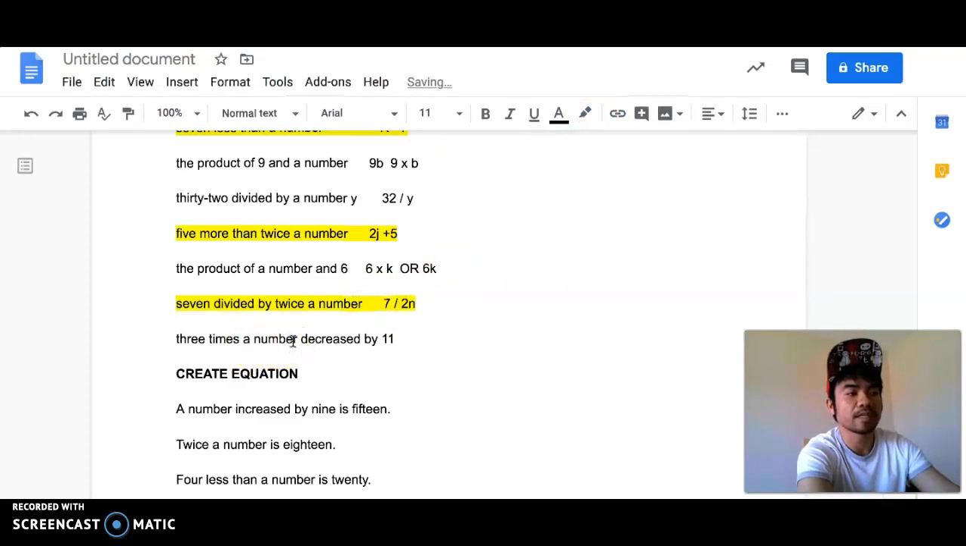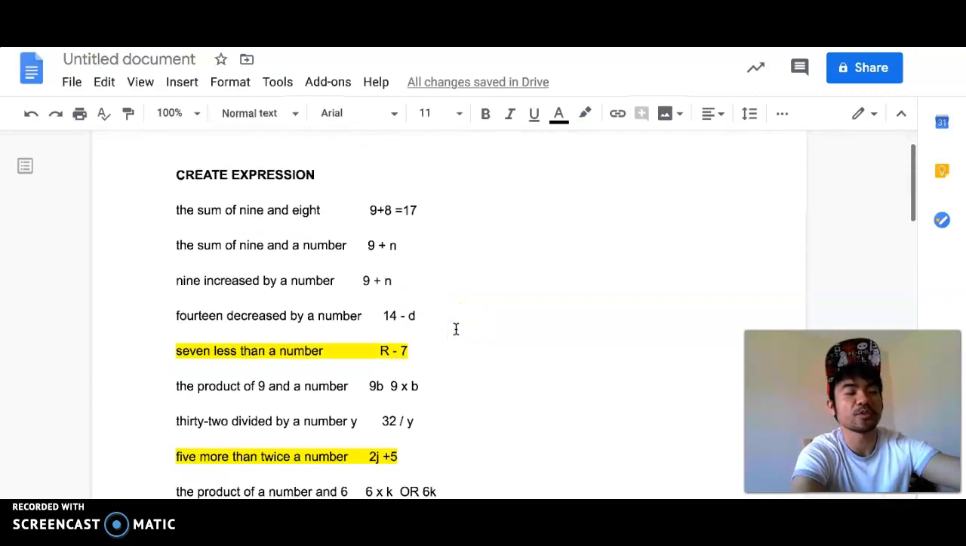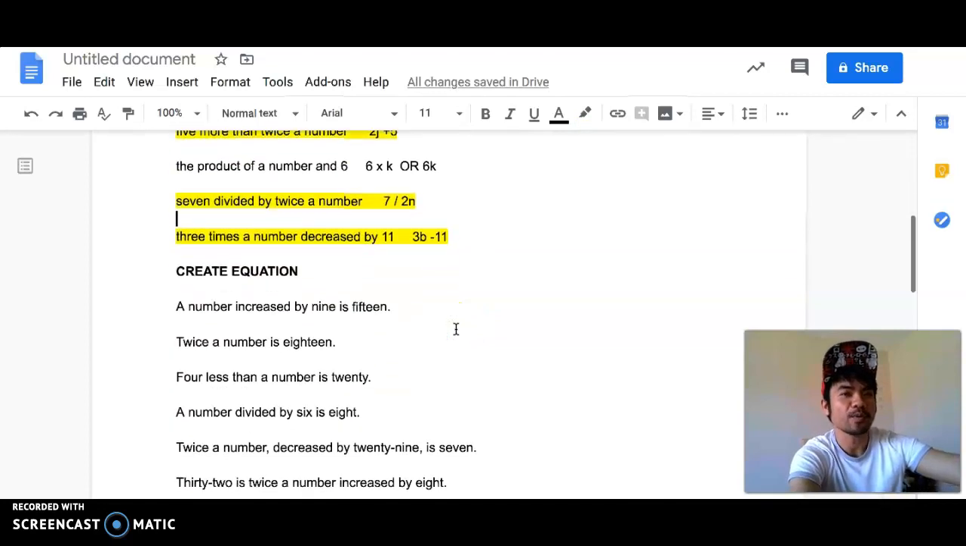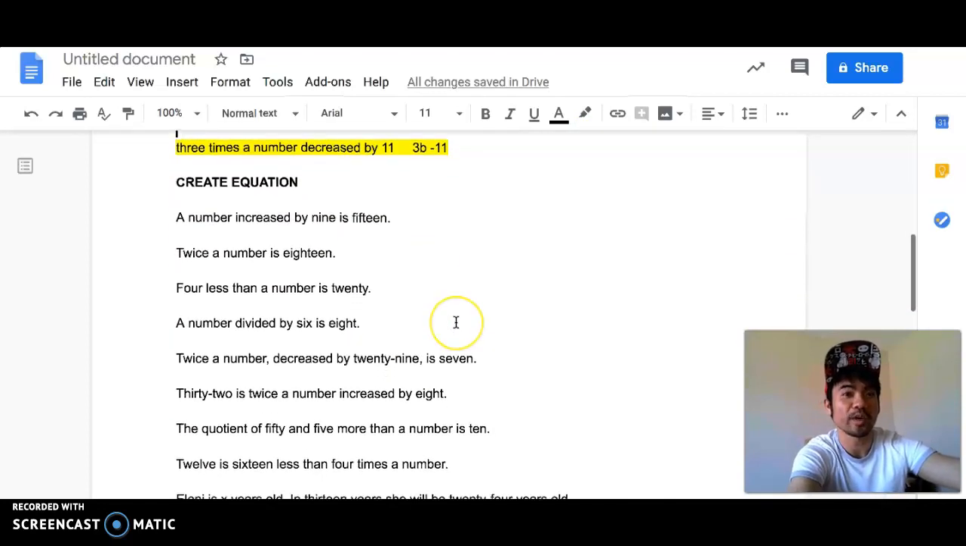Alright, 3 times a number decreased by 11. Okay, so 3 times a number decreased by 11. So it's going to be 3b, and then minus 11. That's it. Okay, easy. Now, this one is actually creating an expression. How about we try and create an equation?